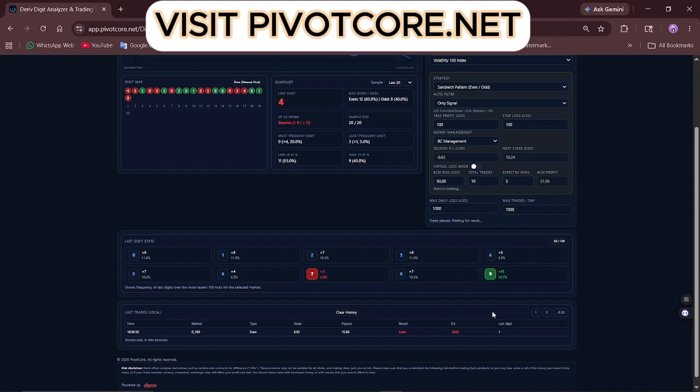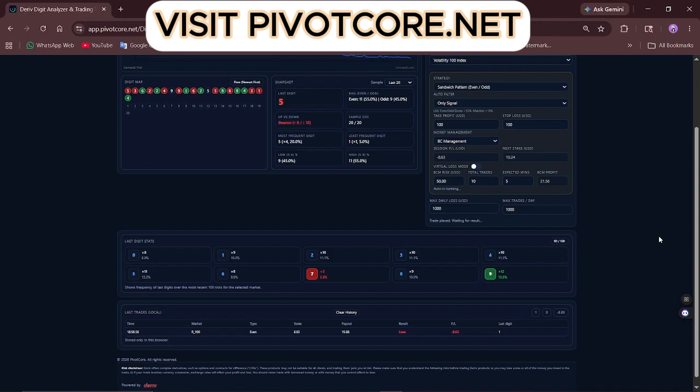First, let's take a look at the interface. PivotCore.net is incredibly user-friendly, and connecting it to your Deriv account takes just a few seconds. What I love about this platform is the absolute control it gives you over your risk management. Right here, we are setting up our automated even-odd strategy.